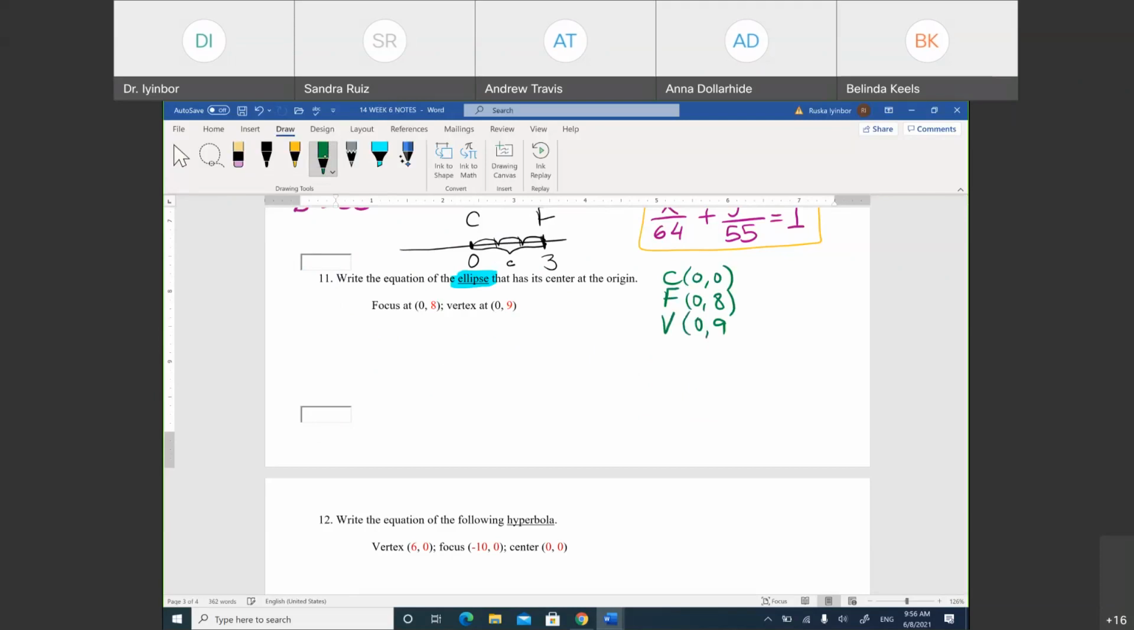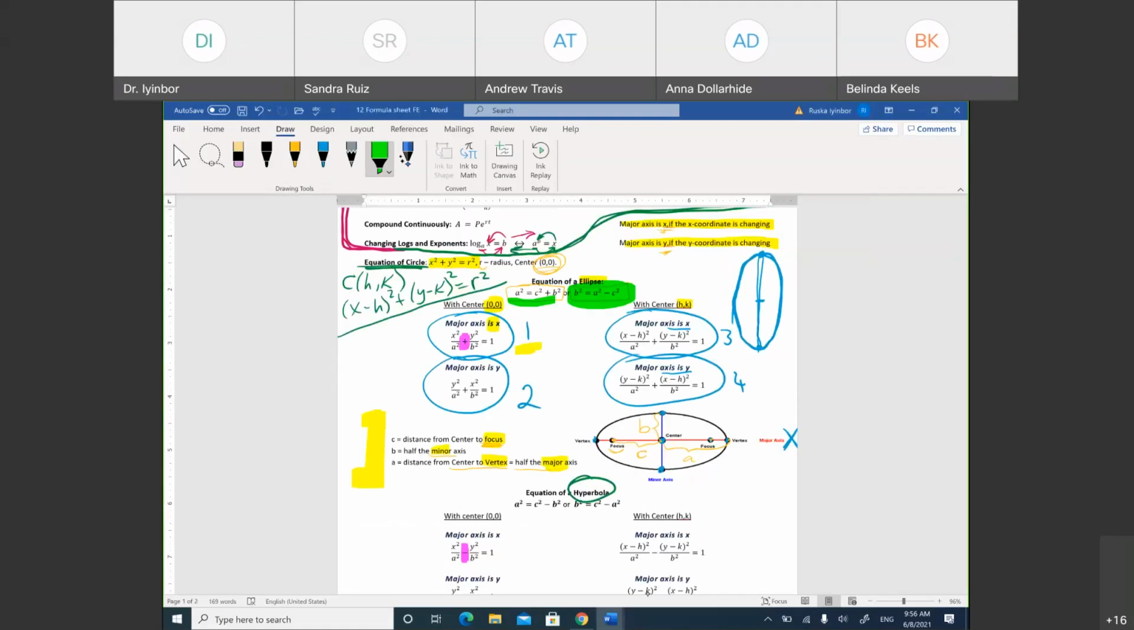So which coordinate is changing, x or y? The y is changing, right? Okay. So we have center 0, 0. We have major axis is y. So let's see which equation we're going to use. Center 0, 0, major axis y. So what is the equation? The second equation, that's right. So we're going to use the second equation. Everybody see that? This one.